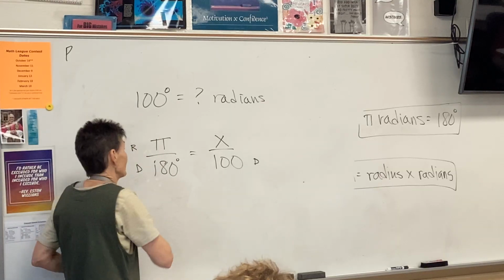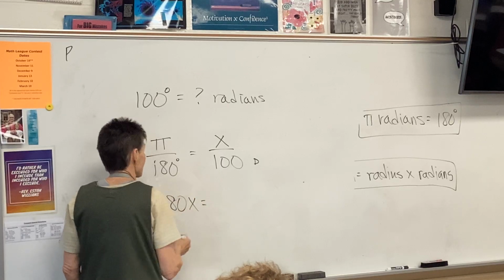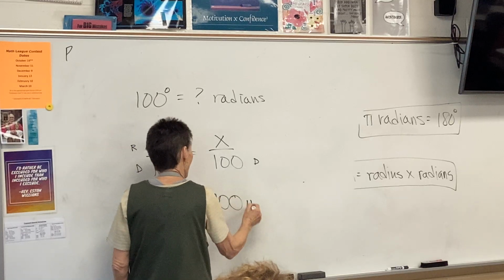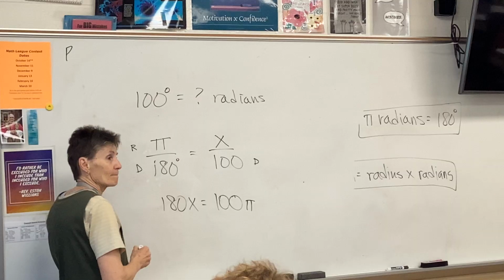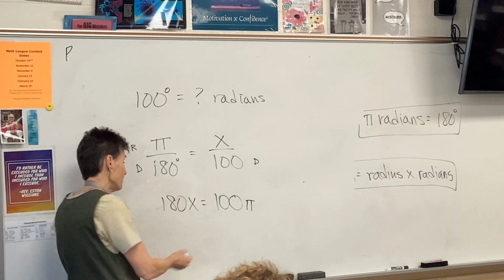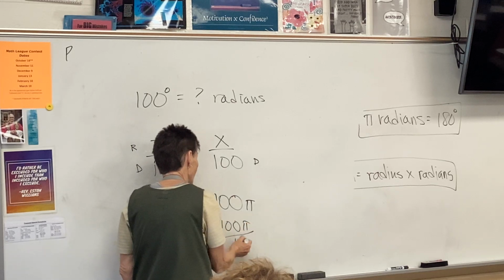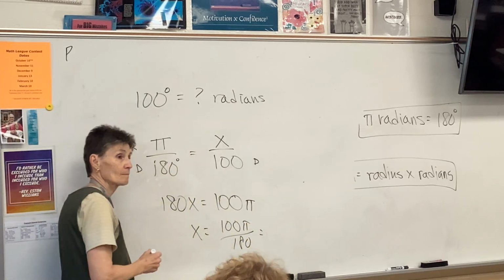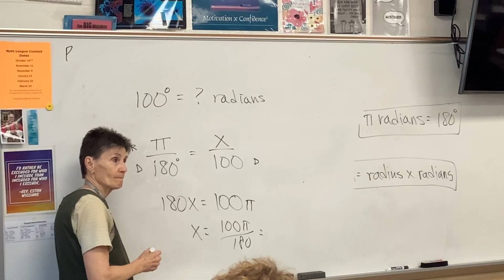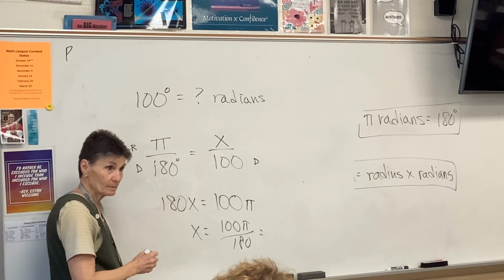Cross multiply, very good. So I'm going to cross multiply: 180x equals 100 pi. And by the way, we're going to leave pi in our answers. And then we'll divide. So we have 100 pi over 180. And then we will reduce our fraction.